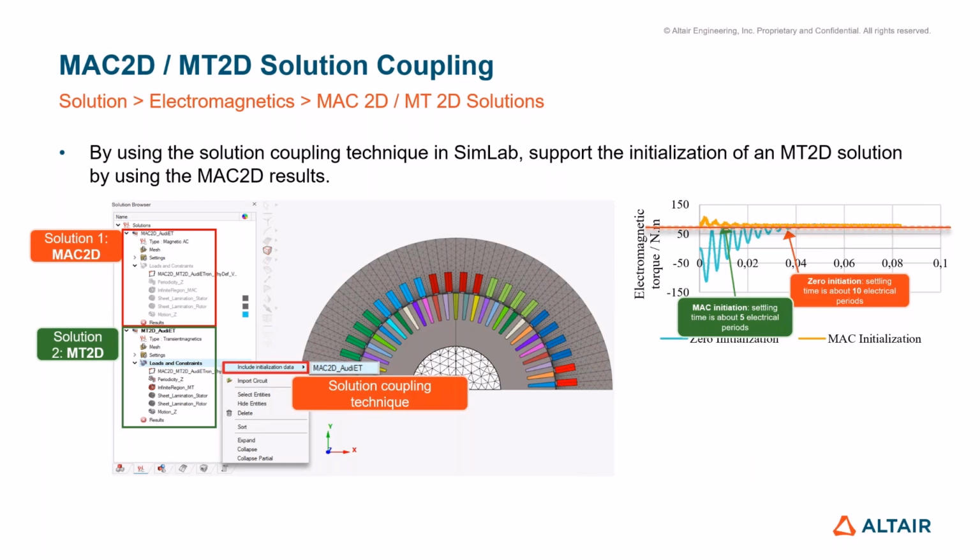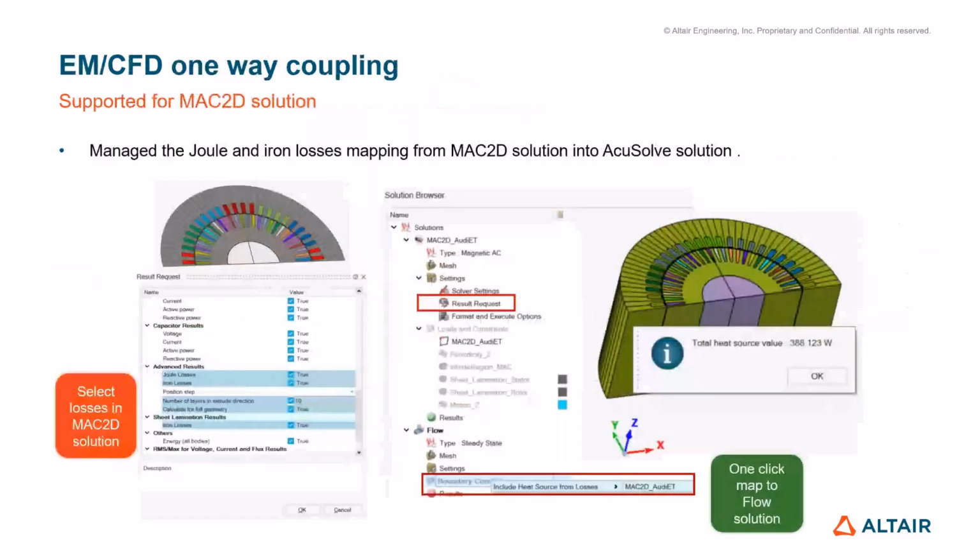Also Joule losses are very important, especially for the cases we just discussed, because of the raised temperatures in the device. So SimLab now offers the one-way coupling between the new magnetic Steady AC solution and the flow solution to better evaluate the mean temperature, staying in the same model. And the flow solution has an AcuSolve background and can be used in 3D for accurate understanding of the heating or cooling process, depending on the needs.